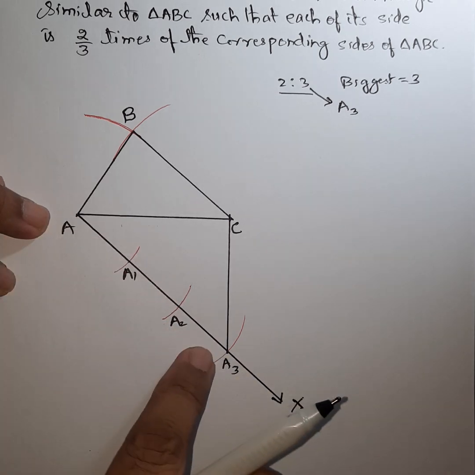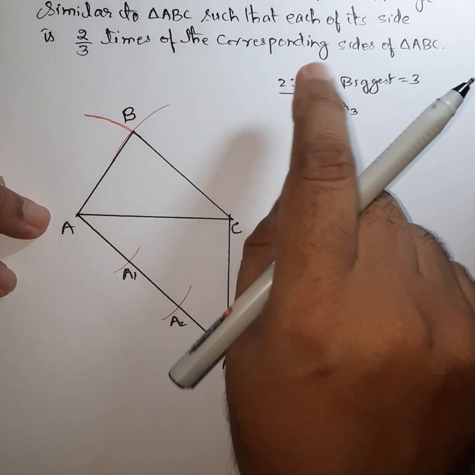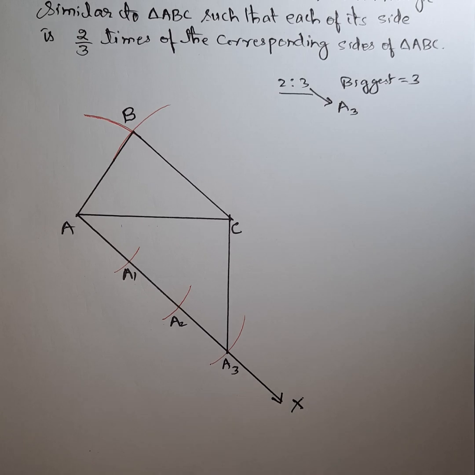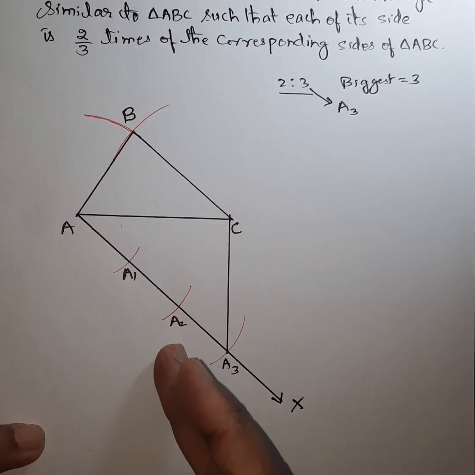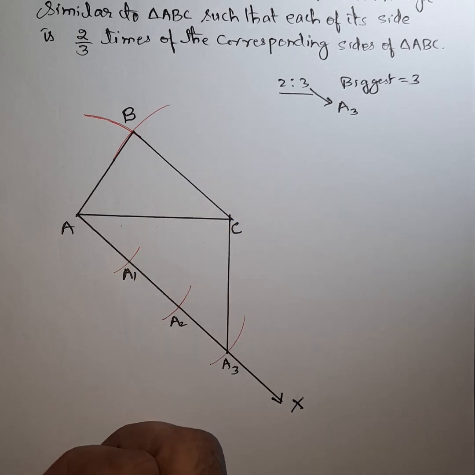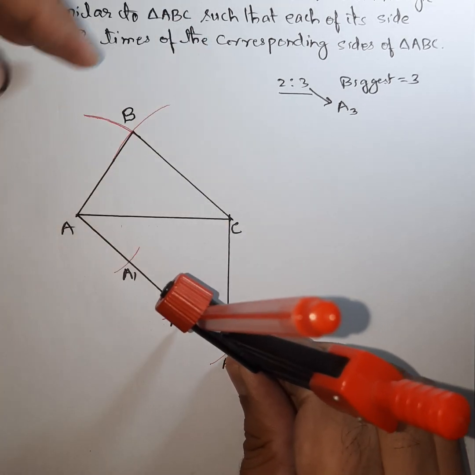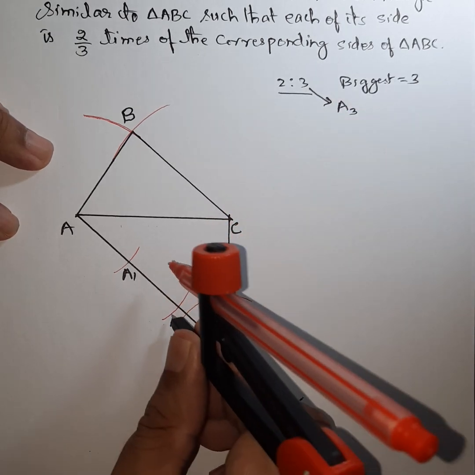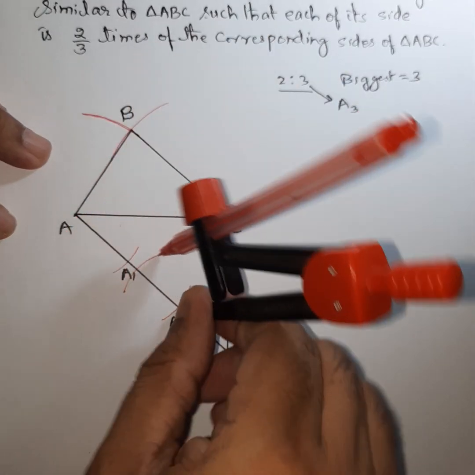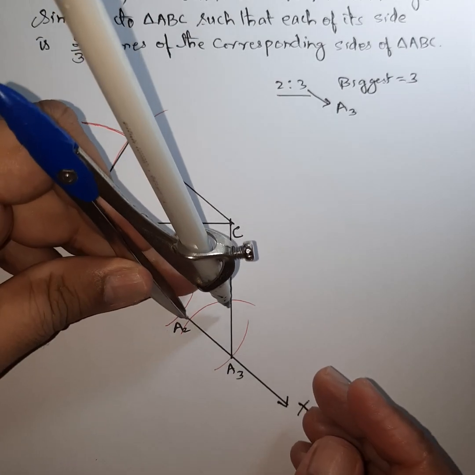So 2:3. The numerator is 2, so you will join A2. You have to draw a parallel line to A3C passing through A2. In order to draw a parallel line, as I told you, we need to know how much angle A3C is making with AX. If we draw the same angle here, then we will get the parallel line. So we have to measure this angle.